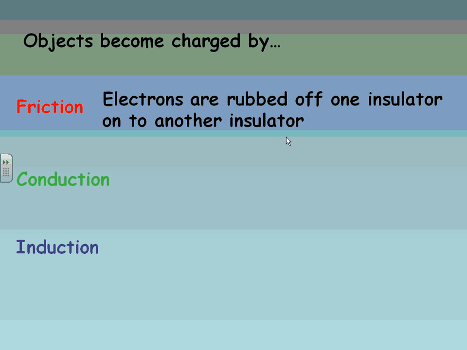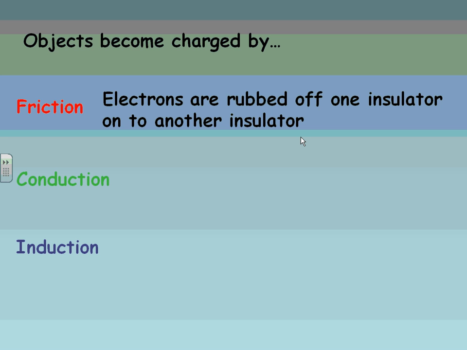Okay, hopefully you're familiar with the terms insulator and conductor. Insulator means that the charges can't really move around a whole lot, and a conductor is something like the wires in your cords and in your walls, where charges can move really easily.